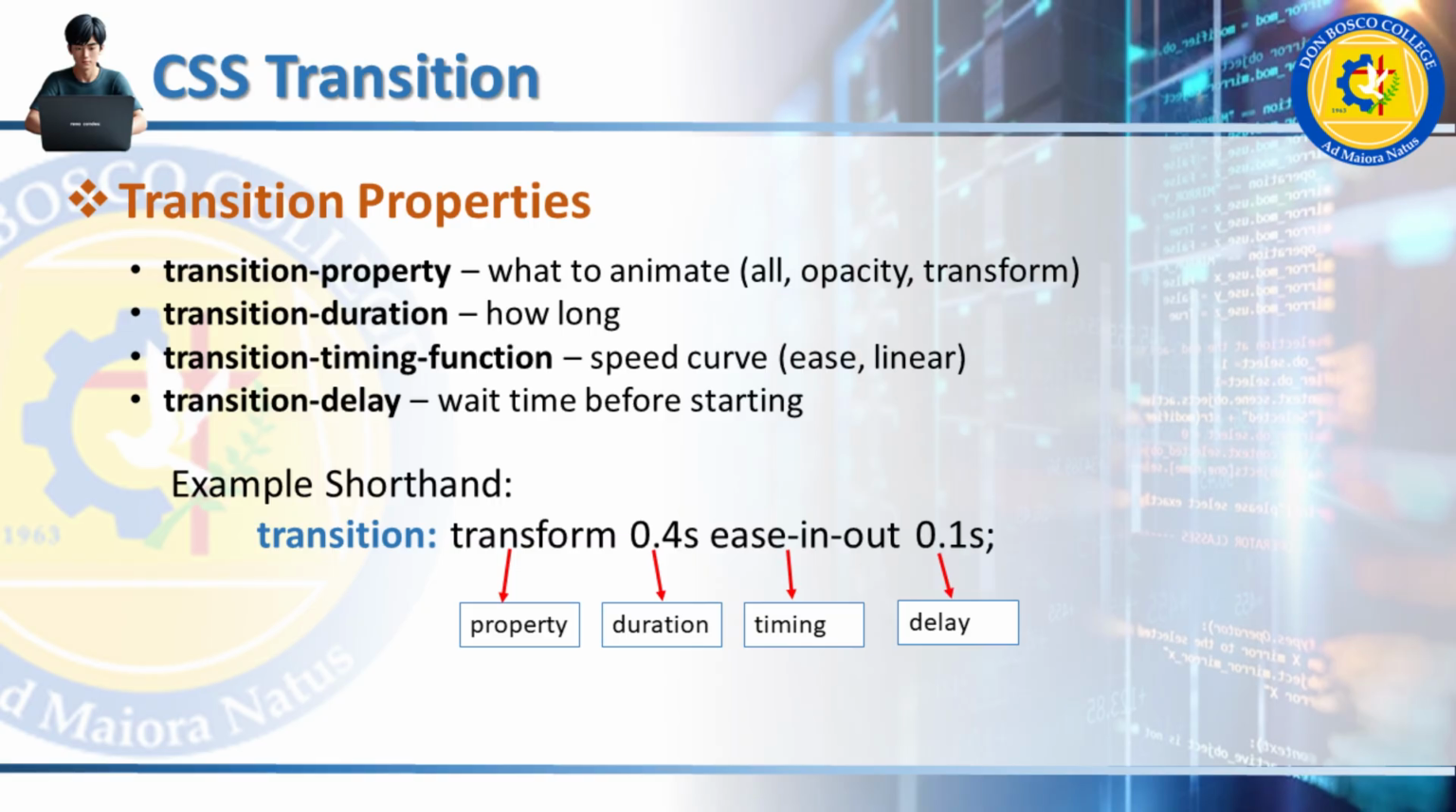The CSS transition properties include transition property, which specifies the property to animate, such as all, opacity, or transform. Transition duration, which defines how long the transition lasts. Transition timing function, which determines the speed curve of the transition, such as ease or linear. And transition delay, which sets the amount of time to wait before the transition begins. Please also observe the shorthand syntax for writing the transition property and the correct order of its values.